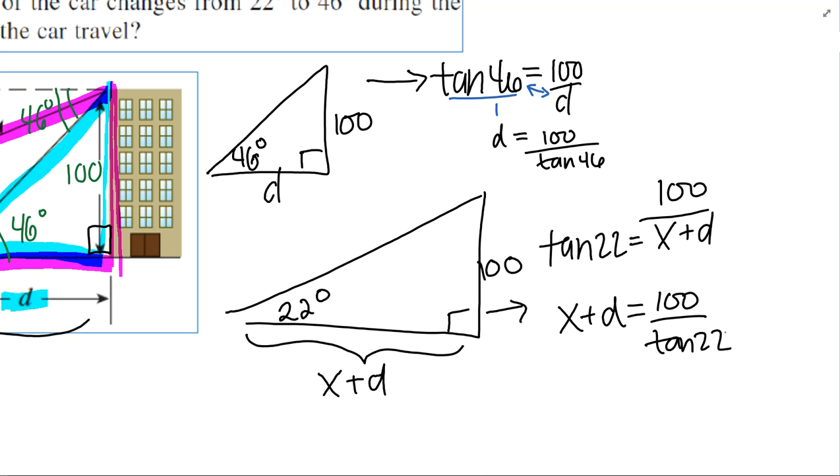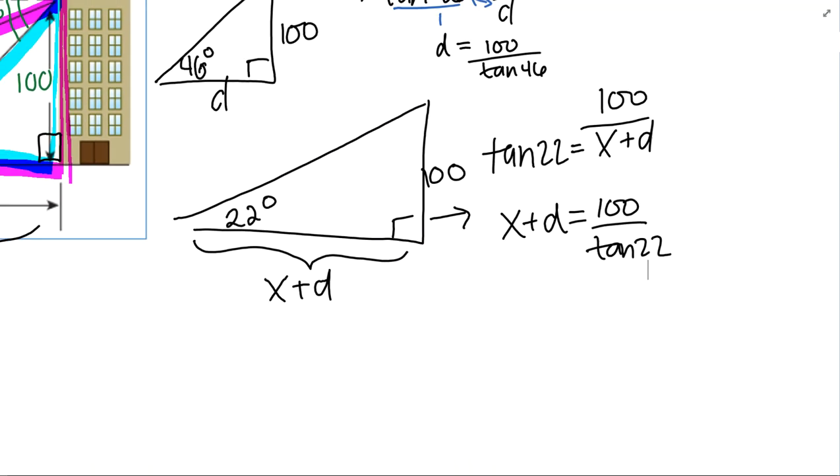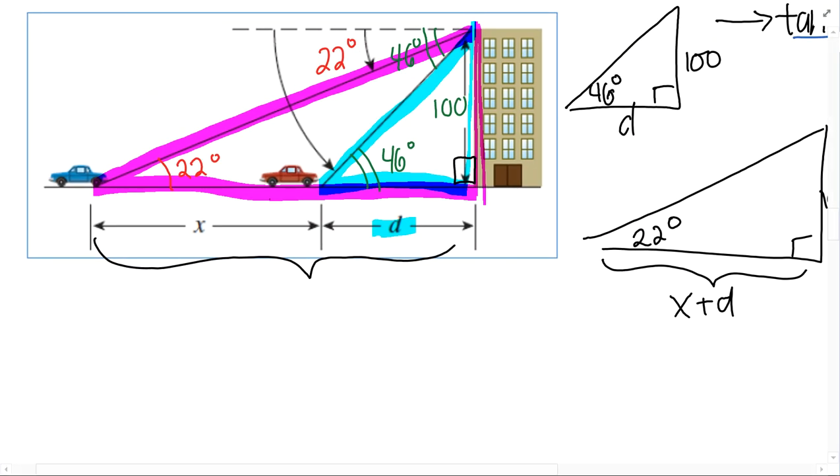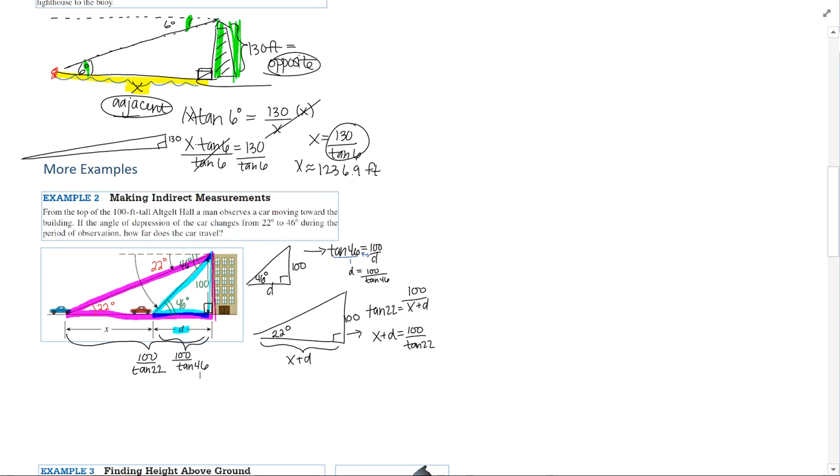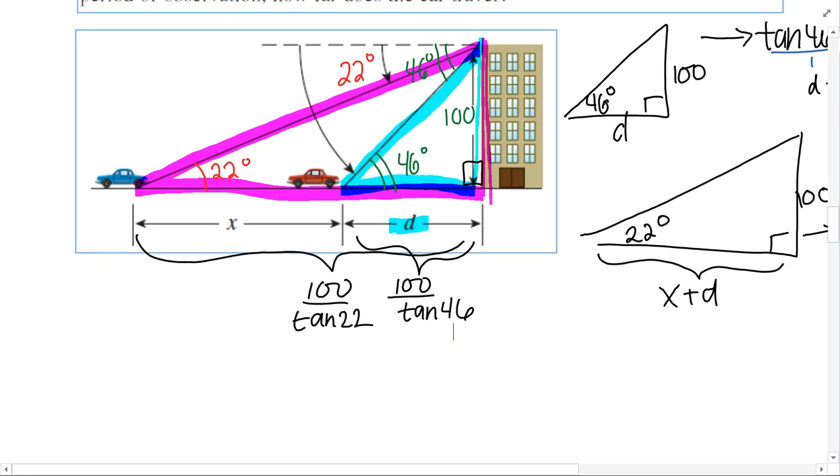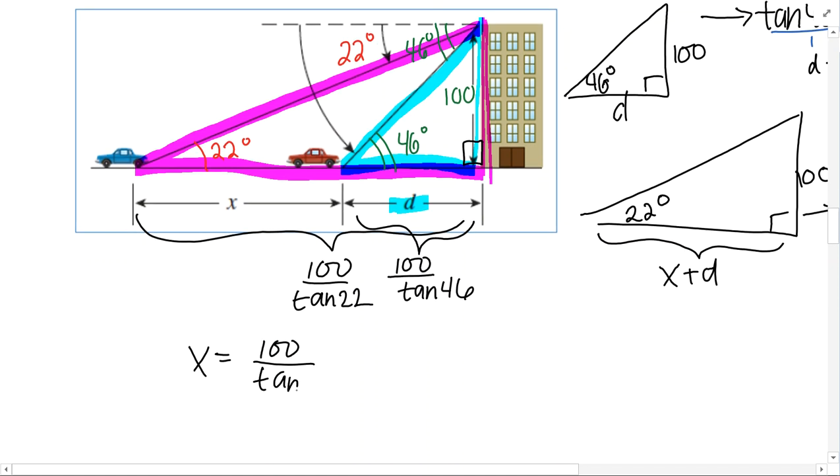So putting it all together, we know the whole distance is 100 over the tangent of 22. And we know this distance is 100 over the tangent of 46. Okay. So if we want to find x, we just need to subtract them. So x is the 100 is the whole thing, which is 100 over the tangent of 22, minus the d, which is 100 over the tangent of 46.